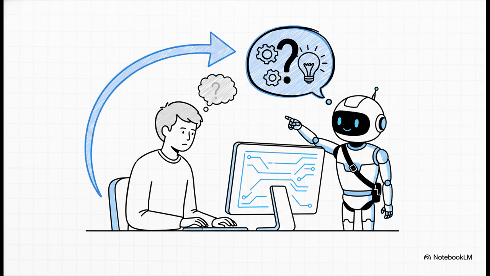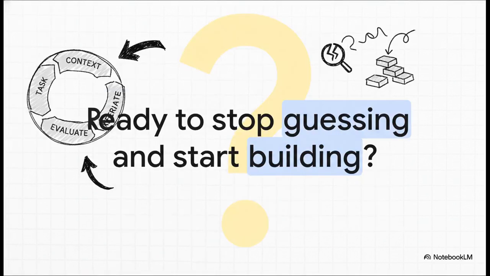You just ask it questions like, hey, what context am I missing here? Or how could I make this prompt even more specific? You're literally prompting about prompting. It turns the AI into your personal co-pilot, and it pretty much guarantees you're always going to get the best possible result. So, what's the verdict?